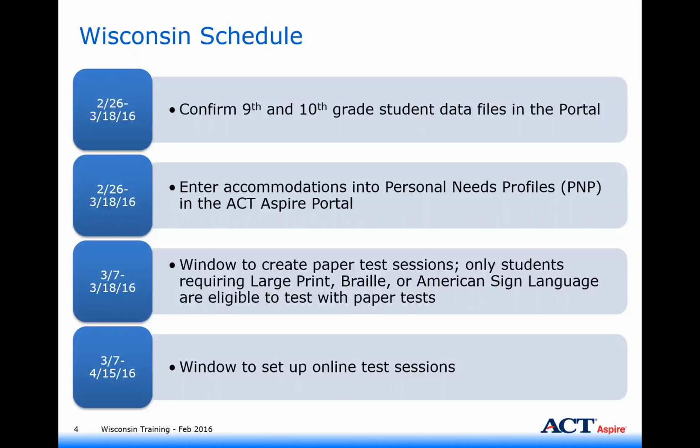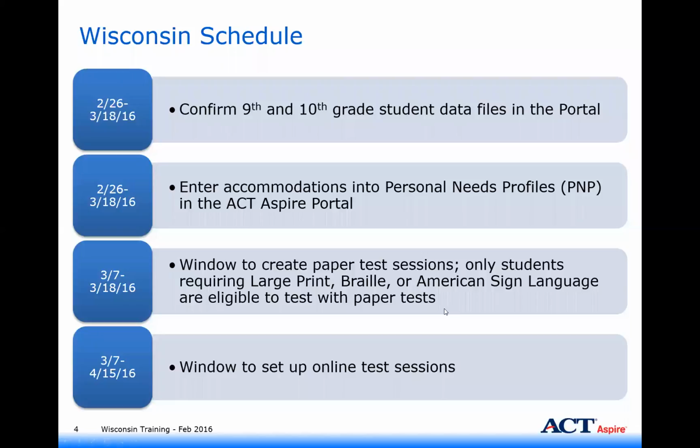That same window from February 26th through March 18th, this is also when you'll need to make sure that all of the accommodations for students who require accommodations or accessibility supports, that information is entered into their personal needs profile, the PNP, within the ACT Aspire portal. And again, we'll cover some ways that you can do that later in the training.